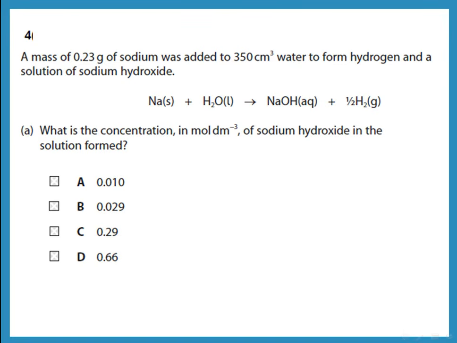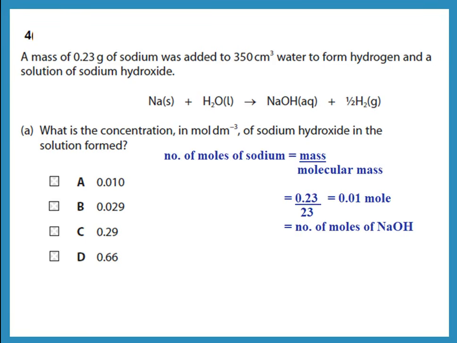Question 4 says a mass of 0.23 grams of sodium was added to 350 cm³ of water to form hydrogen and a solution of sodium hydroxide. The first question is, what is the concentration of sodium hydroxide? In order to get the concentration, I need the number of moles. To get the number of moles of sodium hydroxide, I need the number of moles of whatever he is giving me as information. He's giving me information about sodium.